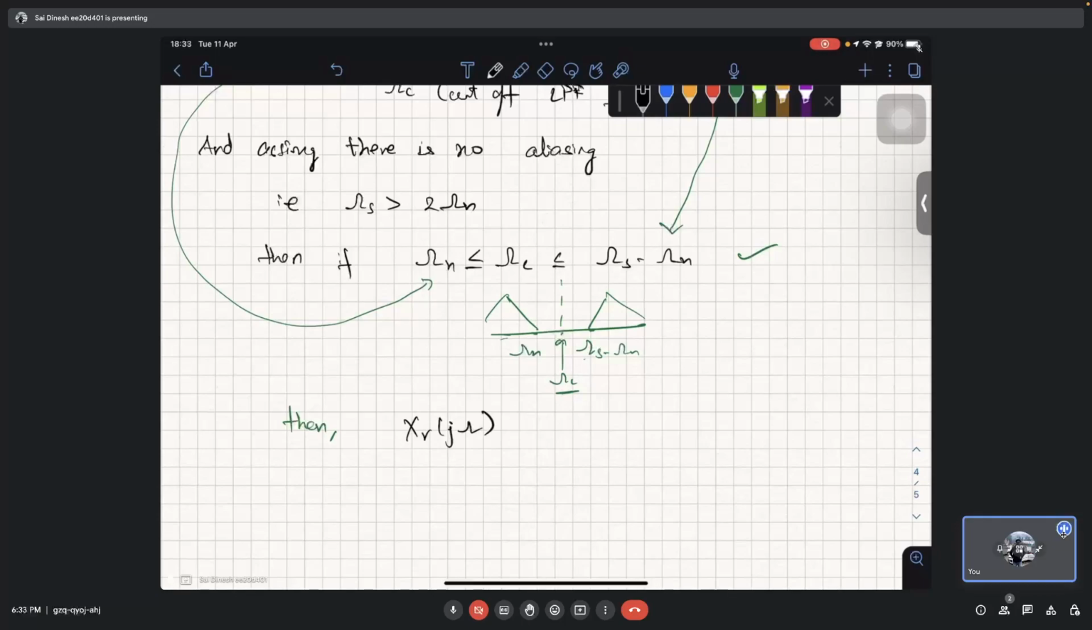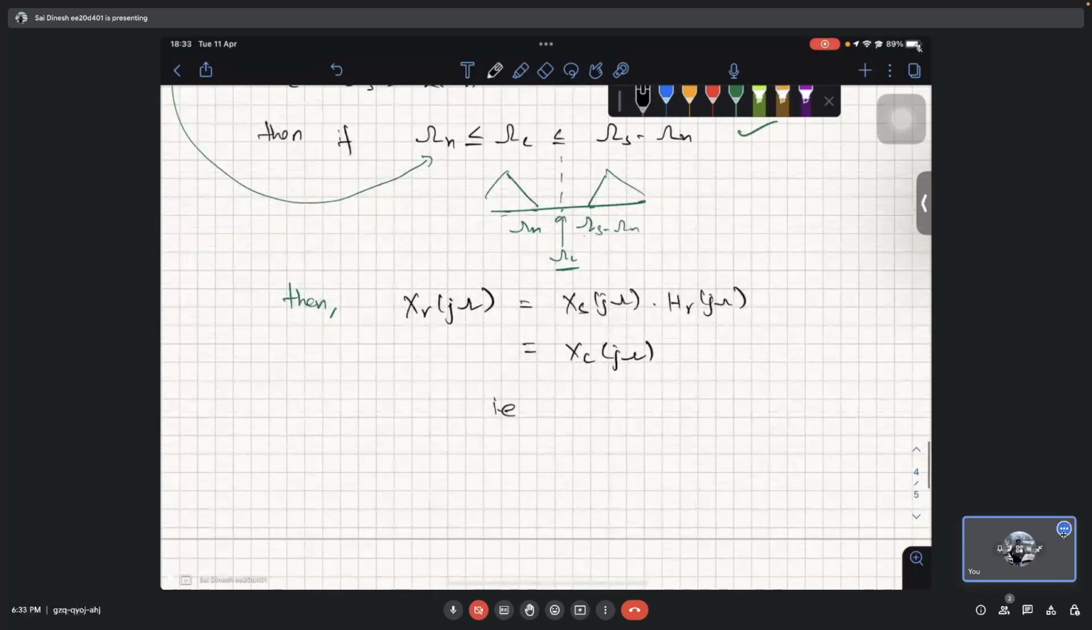xr of j omega, which is again xs of j omega times hr of j omega, is equal to xc of j omega, i.e. perfect reconstruction. Clear? So these are the conditions for perfect reconstruction for the continuous time signals.